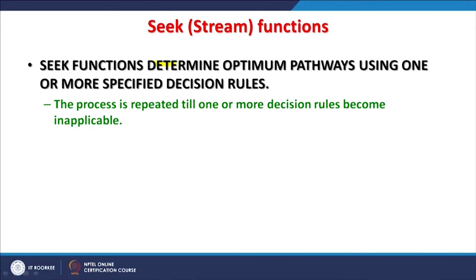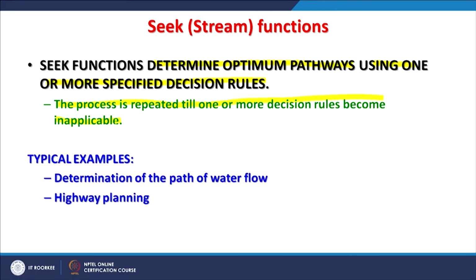Now, the last one before I close, the seek or stream functions. As I have said, a more full length discussion we will have when we will be discussing surface hydrologic modeling using a digital elevation model. But anyway, before that, the seek functions basically determine optimum pathways using one or more specified decision rules. So, rules have to be there. The process is repeated till one or more decision rules become inapplicable. And examples are determination of path for water flow.